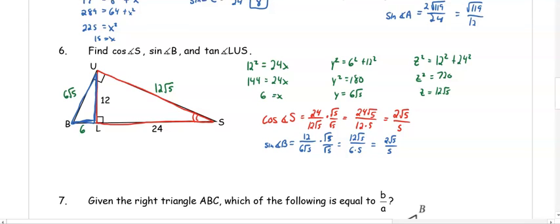Then we want to find the tangent of LUS. For LUS, I'm going to use that red triangle again. So our tangent of angle LUS is the opposite, 24, over the adjacent, 12, which reduces to 2 over 1.